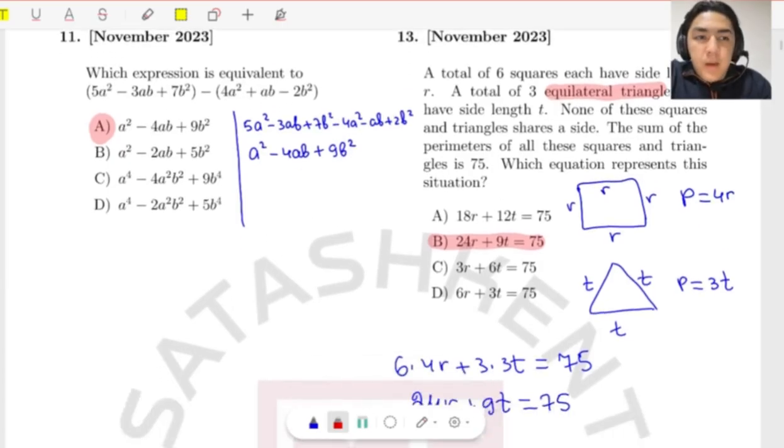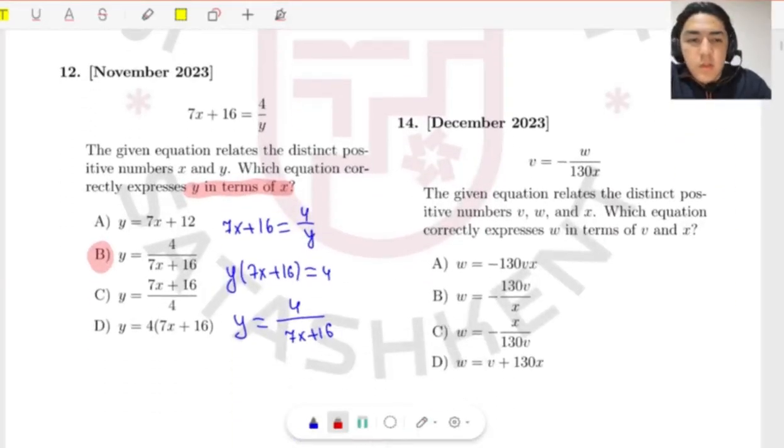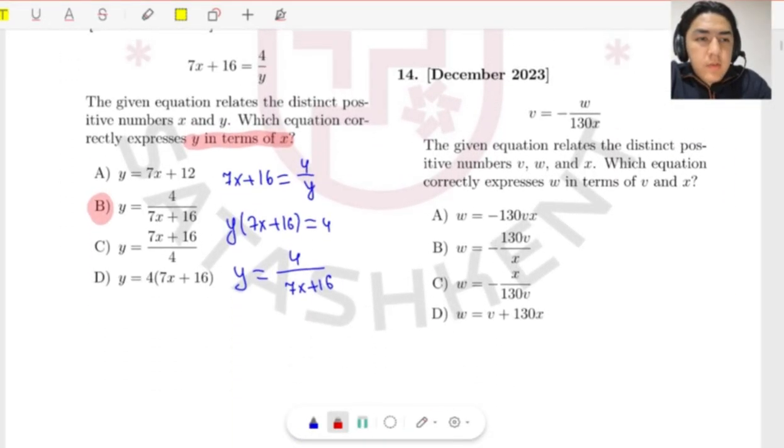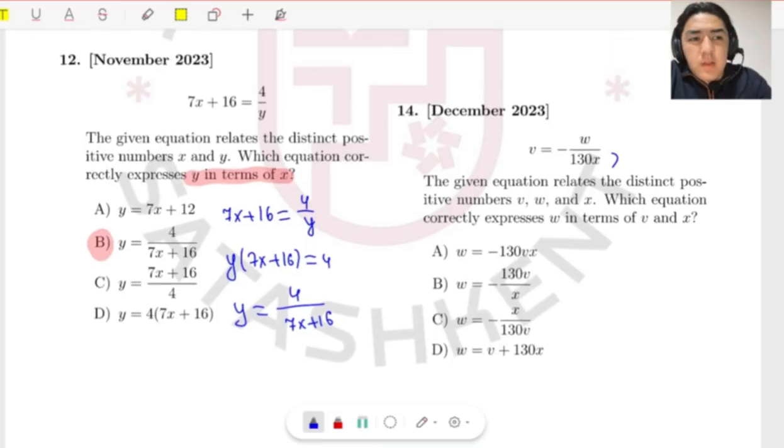So yeah, now let's move on to question number 14. Here we have to find what? Which equation correctly expresses w in terms of v and x? Super duper simple, guys, actually. W is what? Just multiply this to this part and take this minus 130vx. That's it. So it's going to be A.